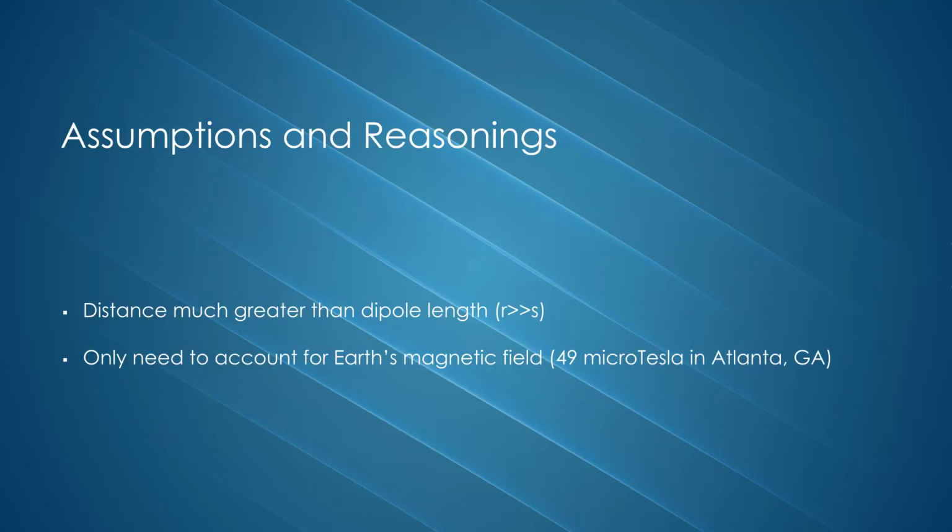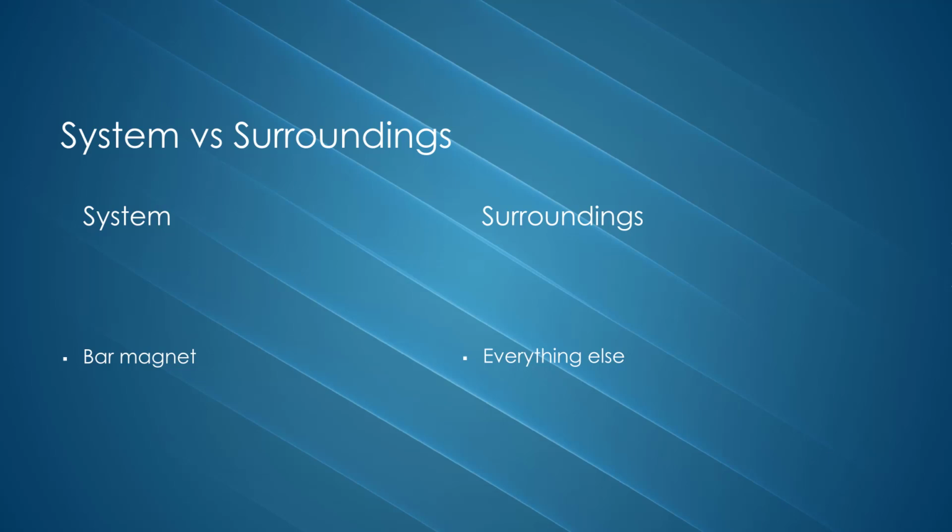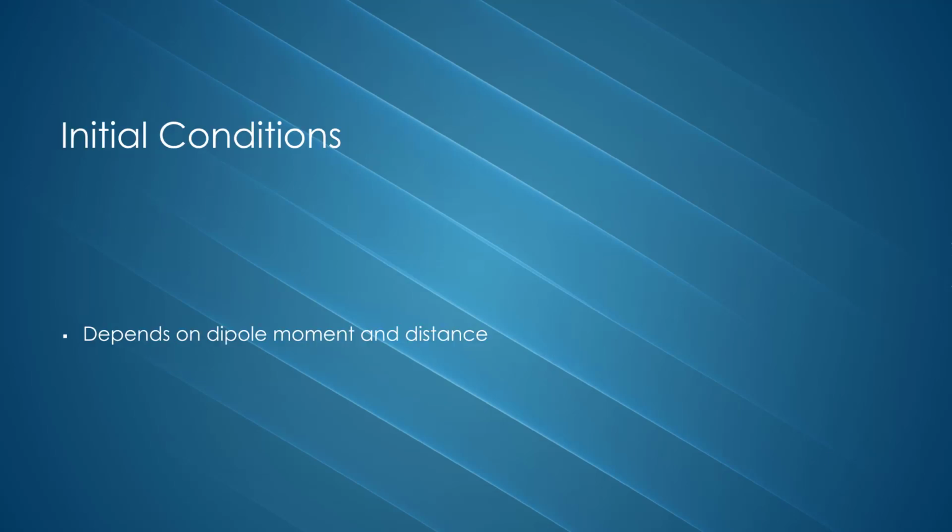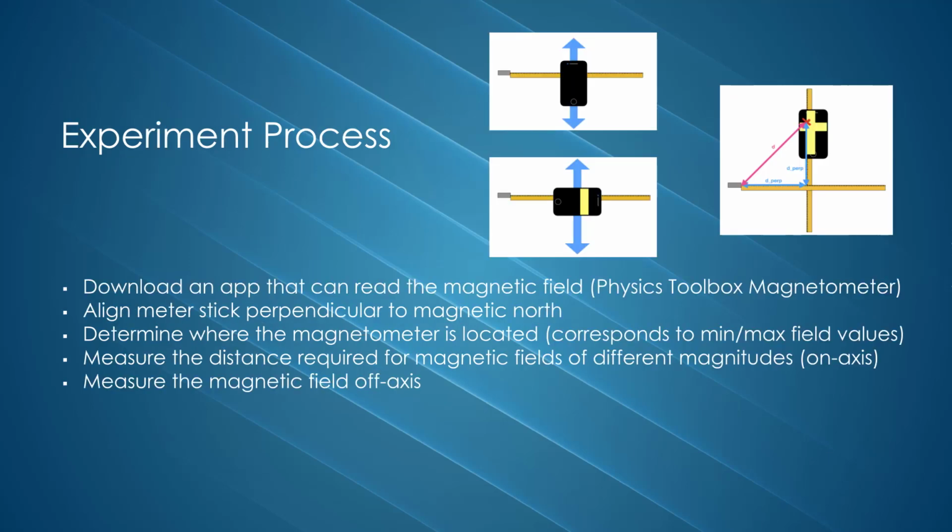Assumptions and reasonings. For the dipole formula, we'll assume that our distance is much greater than our dipole lengths. And for simplicity, we'll say that the only external field we'll have to account for is that due to the Earth. System versus surroundings. Our system will be the bar magnet, and our surroundings will be everything else, which includes the Earth. Initial conditions. For our lab, it'll depend on our bar magnet and our sensor. And then for our computational model, it'll depend on our given dipole moment and our distance.